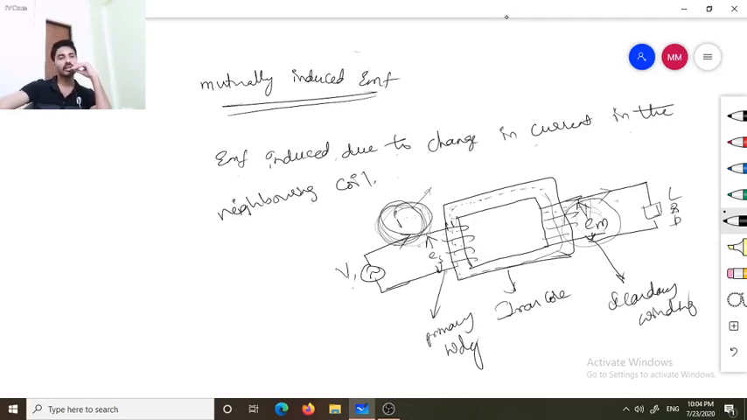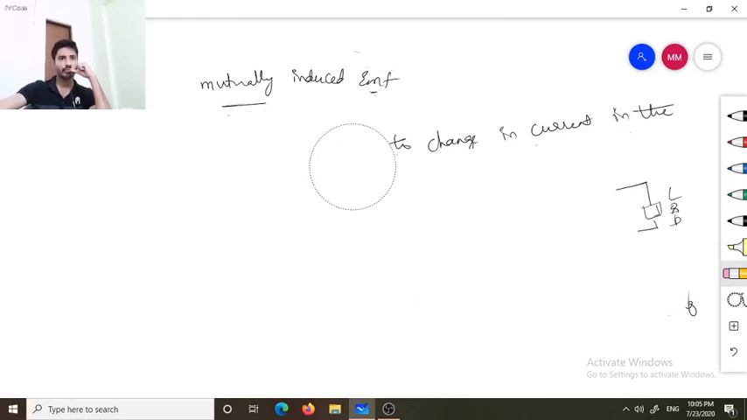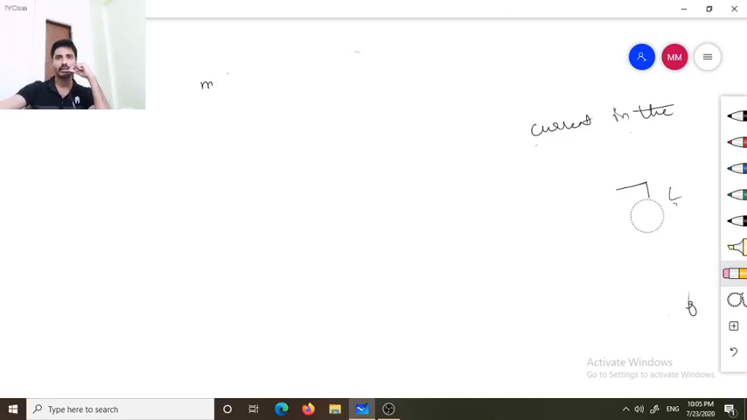The best example is a transformer. Statically induced EMF, the best example is a transformer. Self induced EMF is also in a transformer. Mutual induced EMF is also in a transformer. So for dynamically induced EMF, what is an example? DC generators. Now we have understood which type of EMF is induced in a DC generator. It is nothing but a dynamically induced EMF. I hope you got the point.